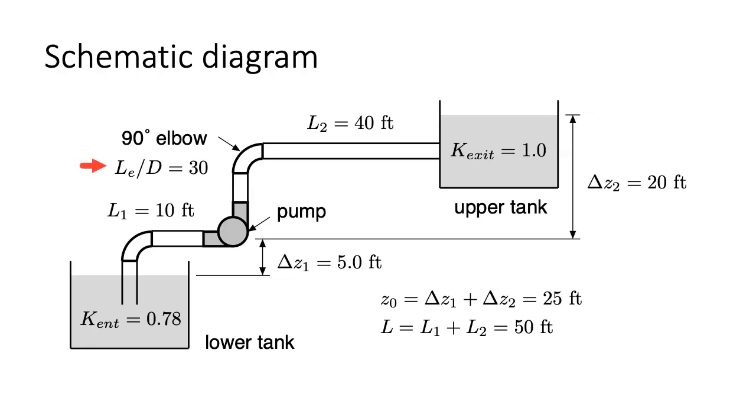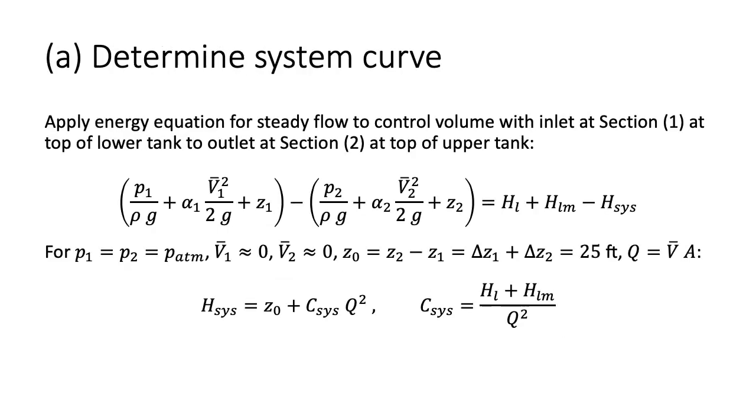For both of the elbows, the minor loss is given in terms of an equivalent length of straight piping. The specified value is given as the length of 30 diameters of piping. Note that the change in elevation of the water before the pump is 5 feet, and the change in elevation after the pump is 20 feet, so the total elevation change is 25 feet. Also, the total pipe length is 50 feet. For Part A, determine the system curve.